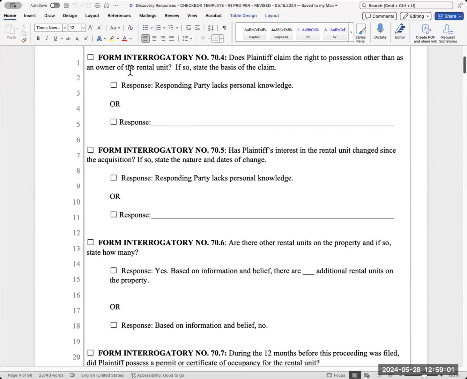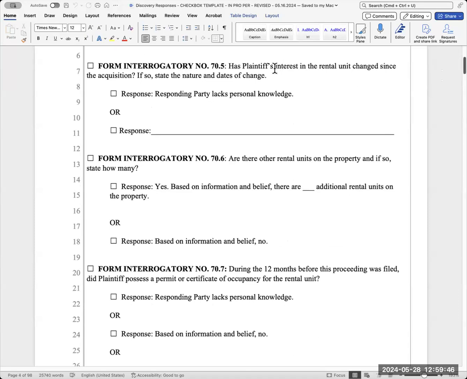Form interrogatory 70.4 asks, does the plaintiff claim the right to possession other than as an owner of the rental unit? If so, state the basis of the claim. It's important to remember that these form interrogatories are questions written for either the plaintiff to answer, the defendant to answer, or both could answer, right? And so it's important as you read the question to figure that out. Is this a question for me, or is this a question for the plaintiff? And if it's a question for the plaintiff, I probably don't know the answer. And so I would put in something like, consider this response. If you do know for an absolute fact a different response, you write it here.